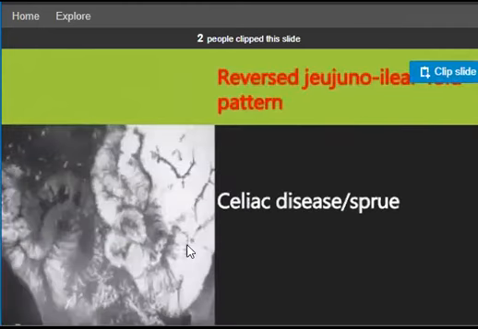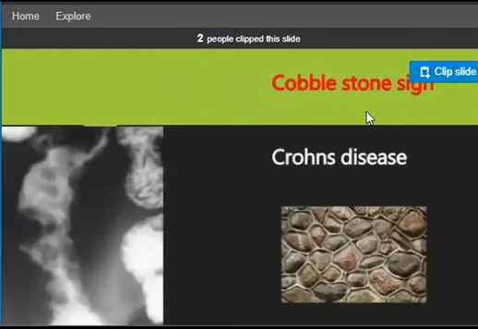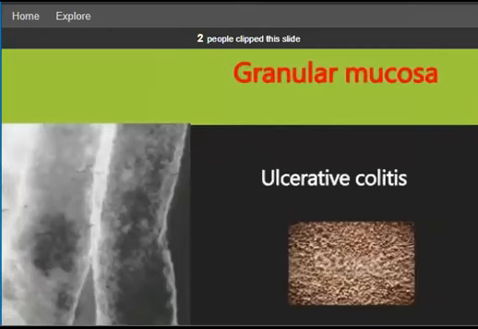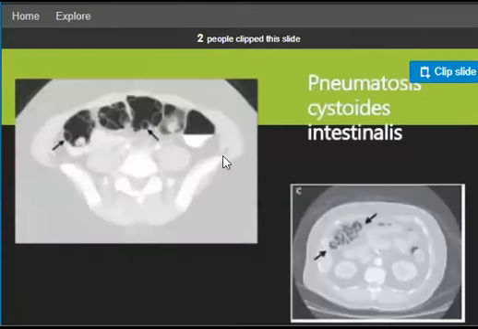Remember the reversal between the jejunum and the ileum. So if it is reversed, then you can suggest celiac disease. Remember Crohn's when we mentioned the cobblestone appearance? Okay, and this is the cobblestone. Nice. I like it. A granular mucosa, you remember the ulcerative colitis and the haustral lead pipe appearance.